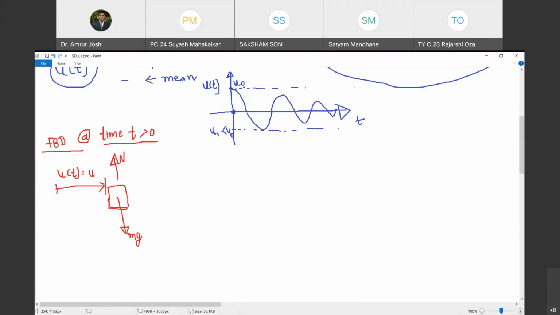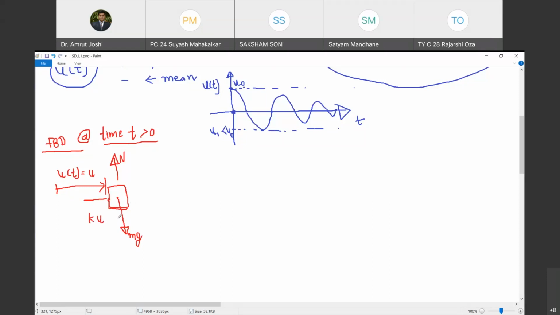Happy? Okay, sir. And what is u? u is the position occupied by the block with reference to the mean position at time t. Happy? Yes, sir. It is also the extension of the spring. Do you agree with me? Yes, sir. And if u is negative, it is also the contraction of the spring. Do you agree with me? Yes, sir. Okay. So what is the spring force? Tell me. Spring force must be equal to k times the extension. Do you agree with me? Yes, sir. Okay. So it's going to be k times u, which is a function of t.